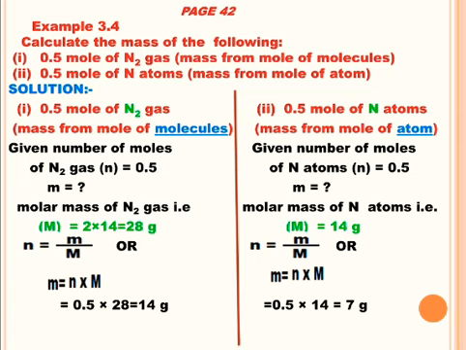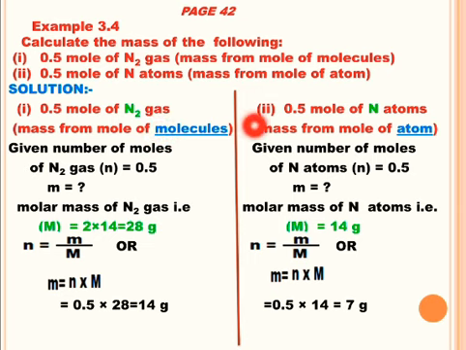Now put the values of small n and capital M either in this formula directly or in this formula, and multiply number of moles of N2 gas with its molar mass, that is 0.5 with 28, and the mass of 0.5 mole of nitrogen gas molecules comes out to be 14 gram. So it's very simple. You have to apply this formula and calculate the mass of 0.5 moles of nitrogen gas.